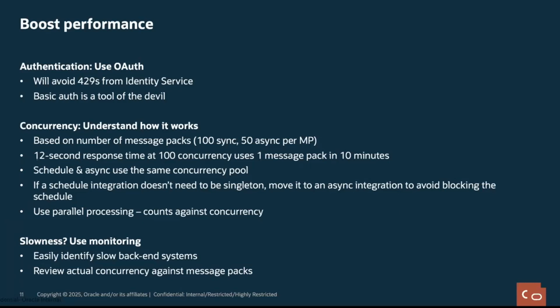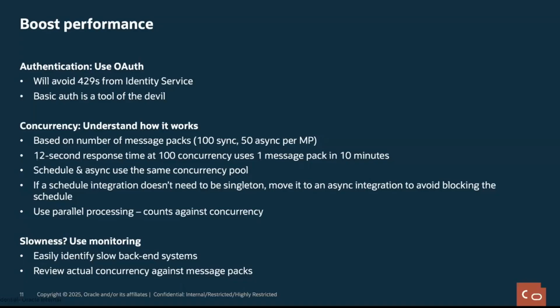Schedule and async use the same concurrency pool. So schedule flows come out of the same 50 as the async requests. The suggestion is, if a scheduled integration doesn't need to be a singleton, move it to an async integration to avoid blocking the schedule. You can do this by, for example, having your schedule run every 30 minutes, and the first thing it does is kick off an async flow.